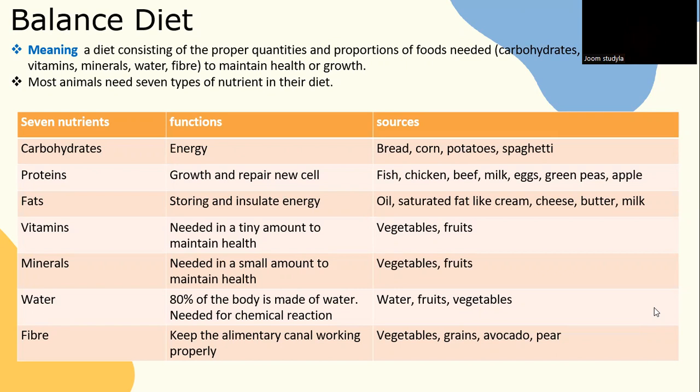The function of carbohydrate is to provide energy. Where can we get carbohydrate? The sources can be bread, corn, potatoes or spaghetti. And the function of protein is for the growth and repair of new cells. The sources where we can get protein are fish, chicken, beef, milk, egg, green tea, and apple.